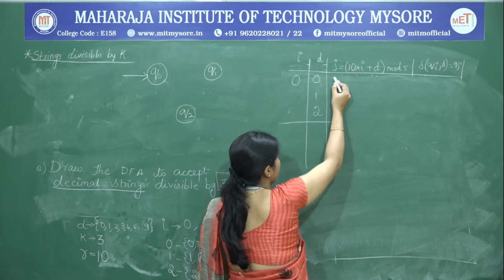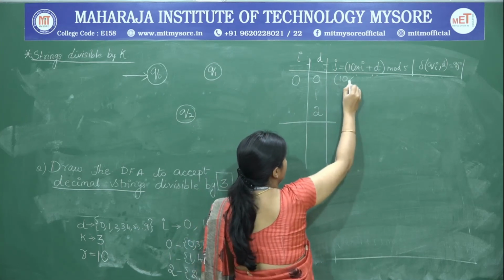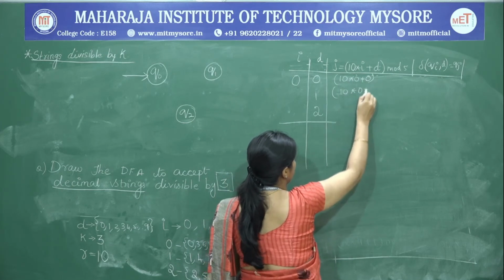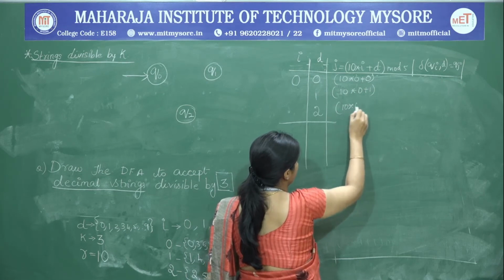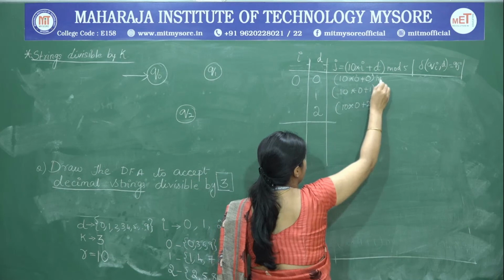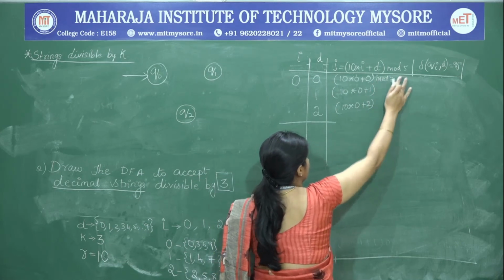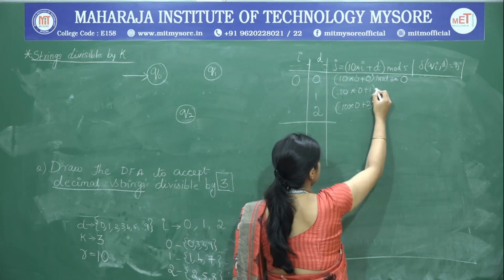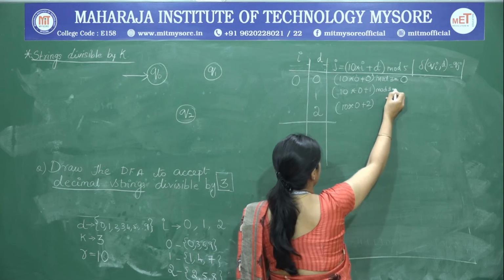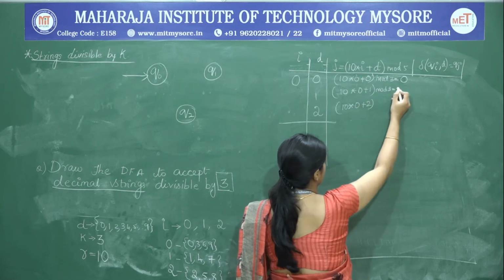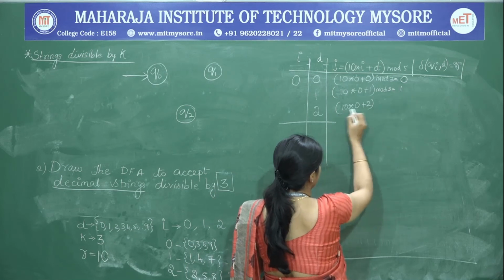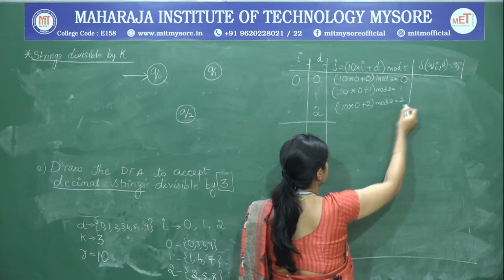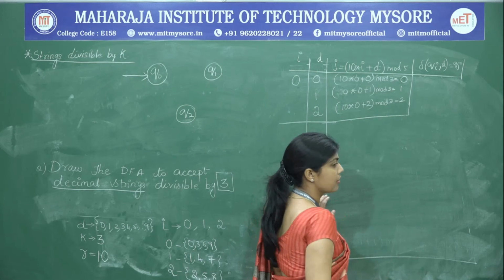So when i is equal to 0, we have 10 multiplied by 0 plus 0. Second one will be 10 multiplied by 0 plus 1. This is 10 multiplied by 0 plus 2. Each one of them has to be mod 3. Once we do this calculation, 0 mod 3 is going to be 0. Next we have 0 plus 1, that is 1 mod 3, which is going to be 1. Then we have 2 mod 3, which is going to be 2.